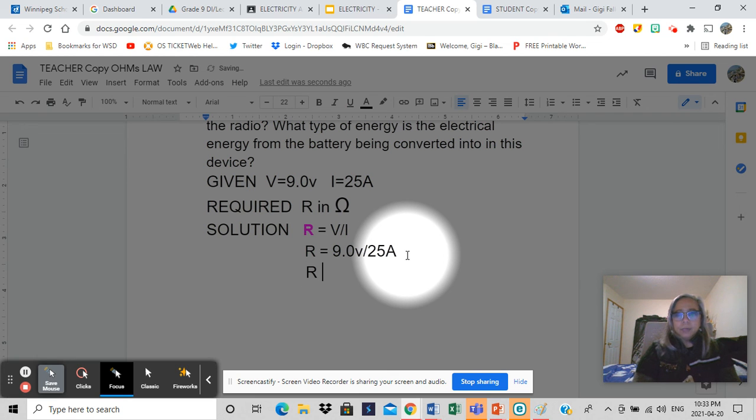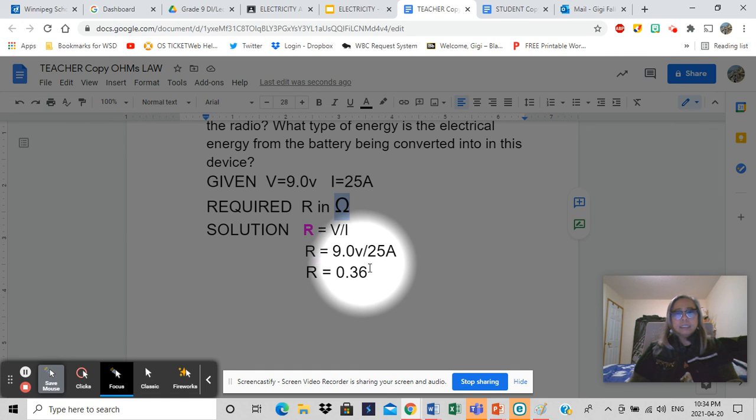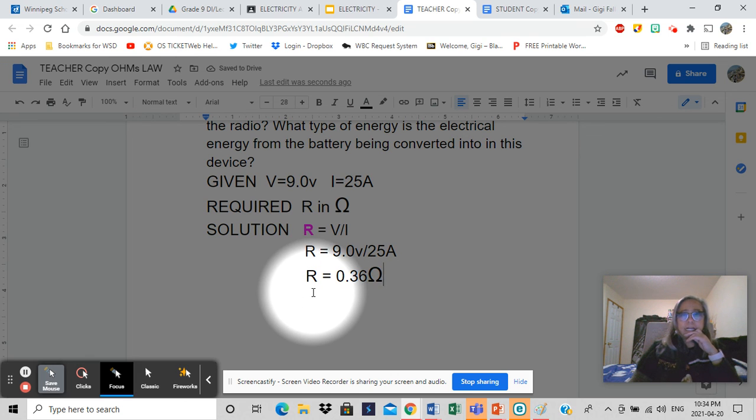So R becomes what? Again, pull out your calculators or use the calculators in class. So you now have 9 divided by 25. Is this correct, class? We're getting 0.36. So let me repeat that. 9 divided by 25. Yes, it's 0.36. What is the symbol for resistance? Again, this Greek letter omega, to mean ohms. So this is the answer now, right?